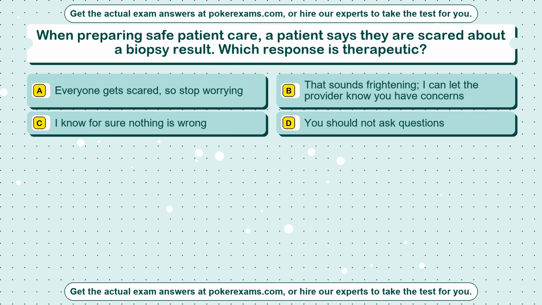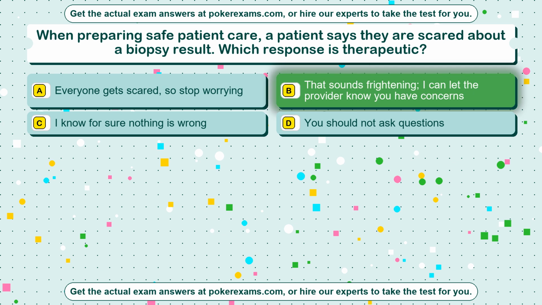Question 82. When preparing safe patient care, a patient says they are scared about a biopsy result. Which response is therapeutic? Option A, everyone gets scared, so stop worrying. Option B, that sounds frightening. I can let the provider know you have concerns. Option C, I know for sure nothing is wrong. Option D, you should not ask questions. The correct answer is option B. That sounds frightening. I can let the provider know you have concerns.